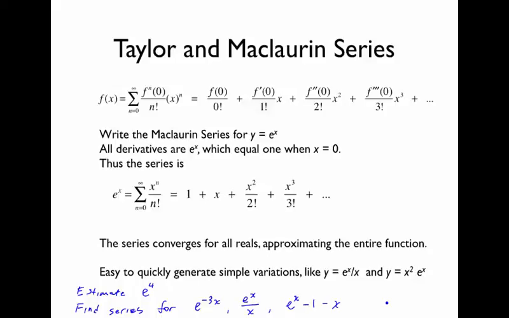So can you do this? Can you use the series to estimate e to the fourth, and then find series for these variations on e to the x: e to the minus 3x, e to the x over x, and the function e to the x minus 1 minus x. So let's do these for the sheet. We can work on this together.